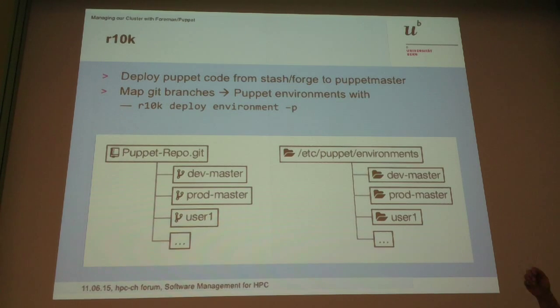And when R10K is run, you can see the command up there. It will make a directory out of every branch it finds. So when you add another branch, feature XY, it will become another directory on the Puppet master. So we have dynamic environments.